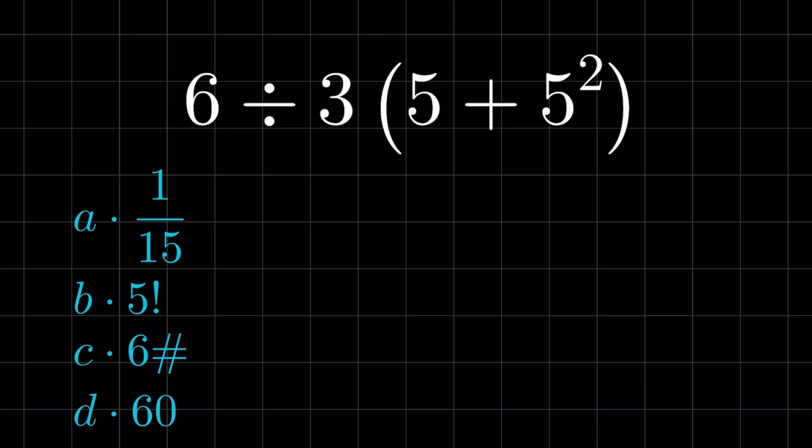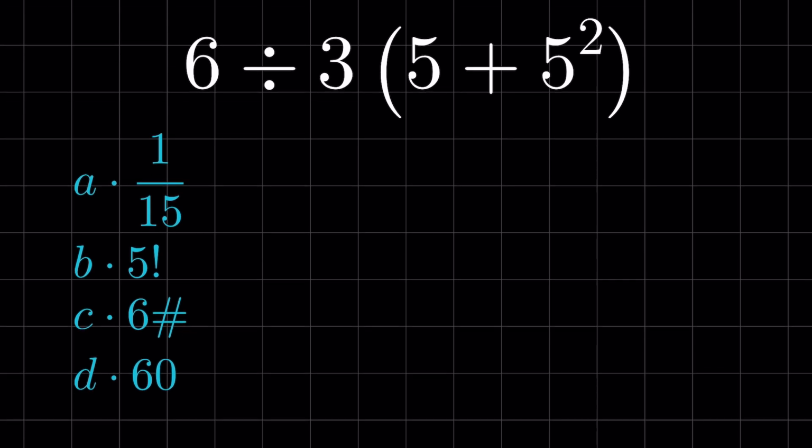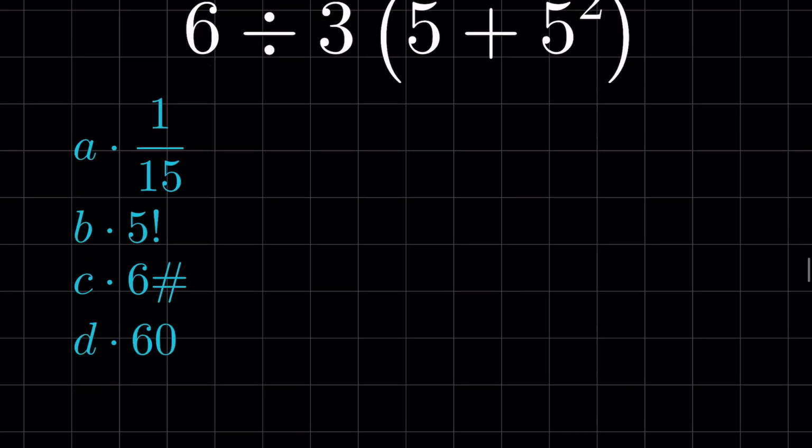6 divided by 3 (5 plus 5 squared). How do we solve this? Options are A) 1 upon 15, B) 5 factorial, C) 6 hash, and D) 60. So these two numbers, 1 upon 15 and 60, we know, but what does this factorial mean?